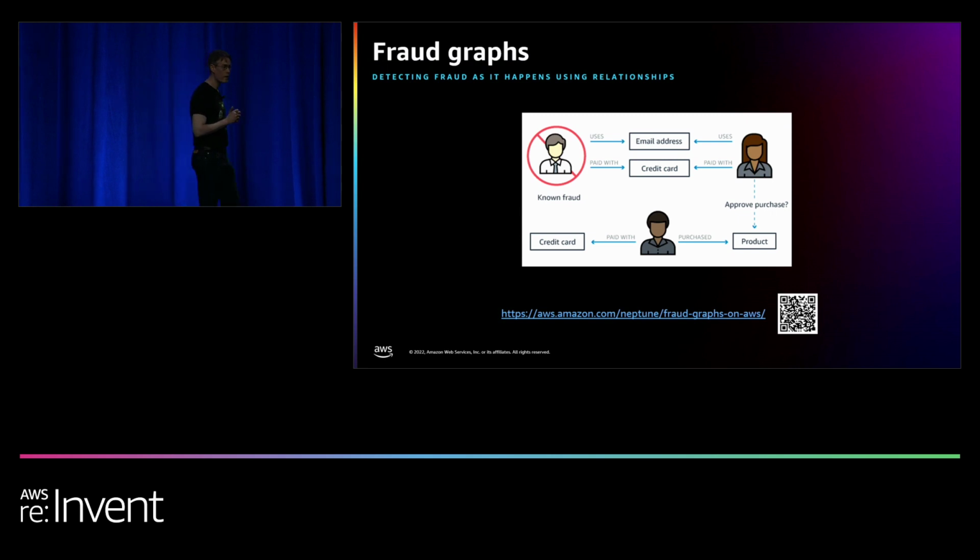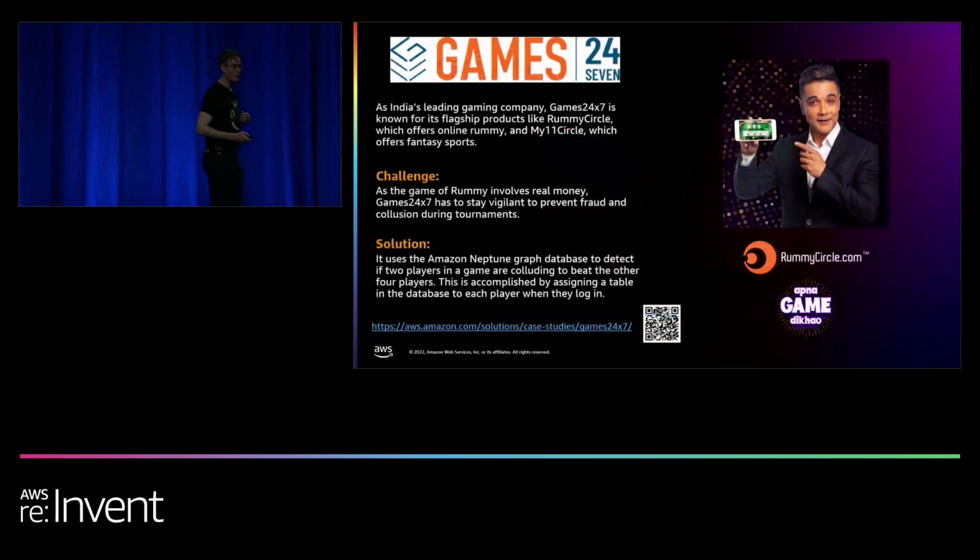Fraud is a classic graph application. The only limits to detecting fraud are the creativity of those who perpetrate it. The kinds of fraud that you can detect with graphs, obviously, includes relationships, where you look at how things are related. Customers like Games 24/7 are using a graph-based technique to detect a type of collusion fraud that they found in their online rummy games that they weren't able to detect using traditional fraud techniques.